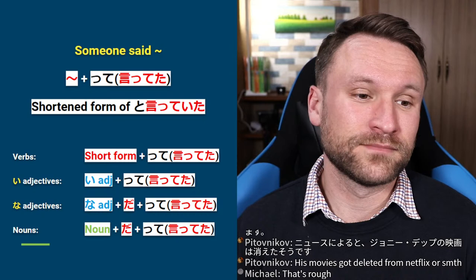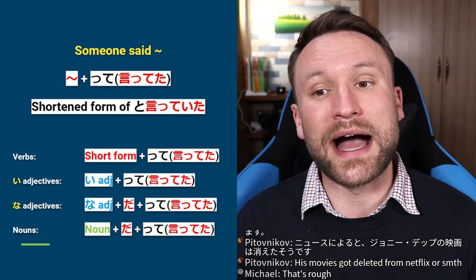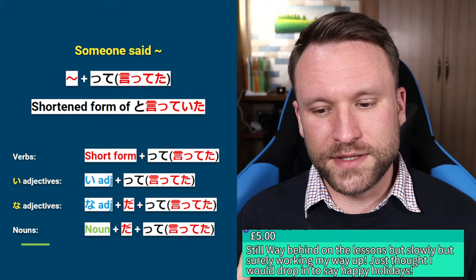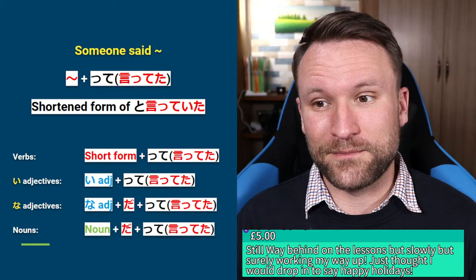ジョニー・デップの映画が消えたって. I could say that and it does come out meaning the same thing. Like, I heard that Johnny Depp's movies disappeared. But the difference is that what I'm actually doing is quoting you. I'm quoting Pitovnikov because Pitovnikov said that. So the full sentence would be, Pitovnikov wa... hold on. Wait, what?